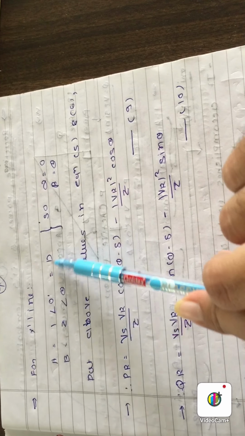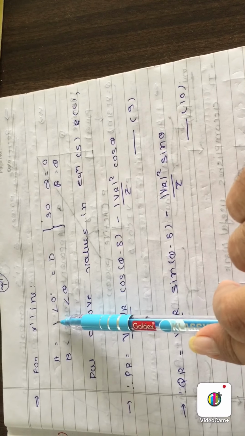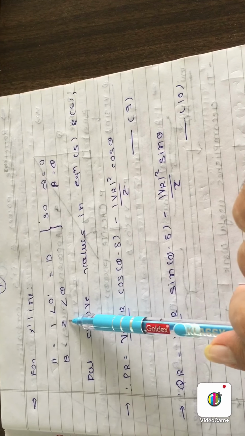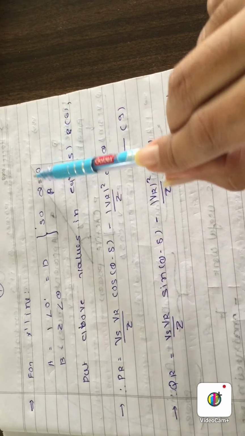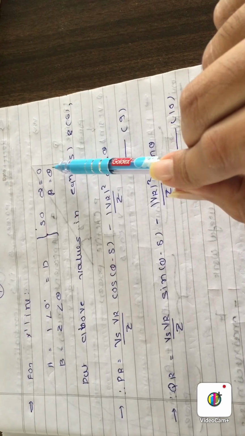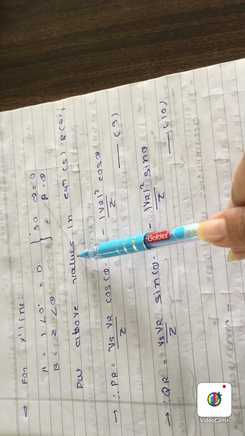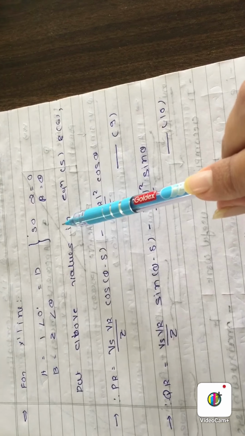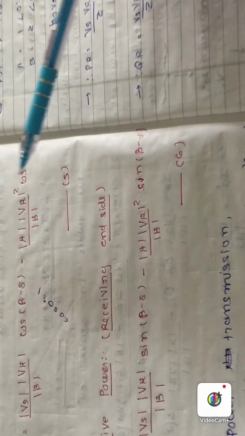A and D are the same and it is taken as 1 angle 0 degree, B is taken as Z angle theta degree. Here alpha equal to 0, beta is taken as theta. Now again put both these values in equations 5 and 6. Here these are equations 5 and 6.